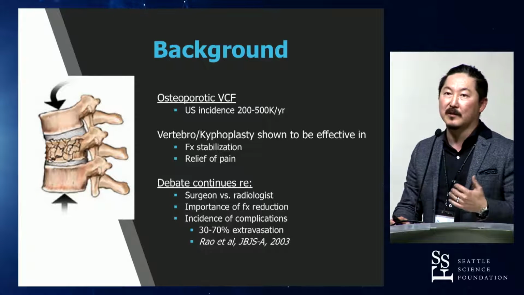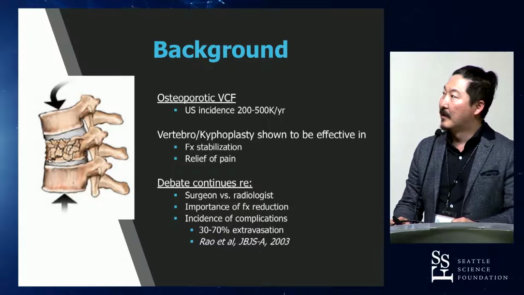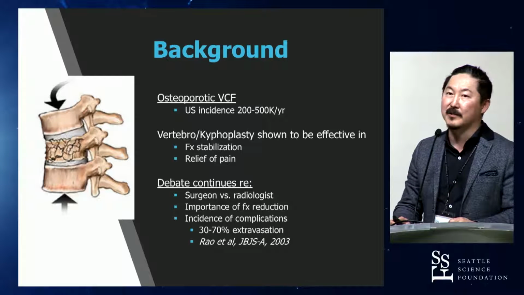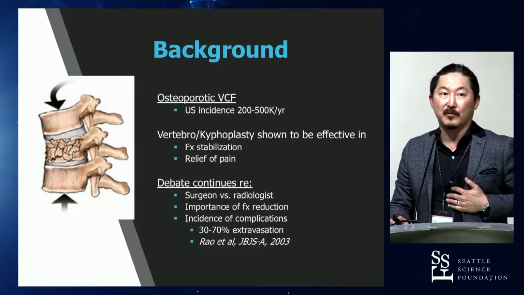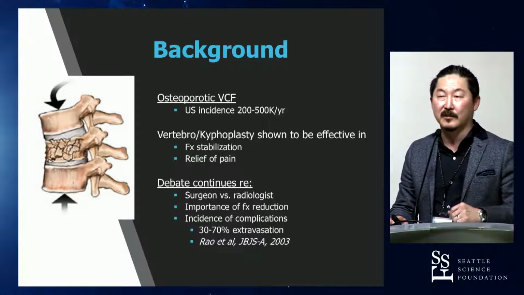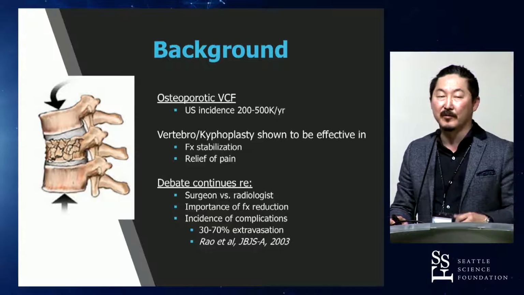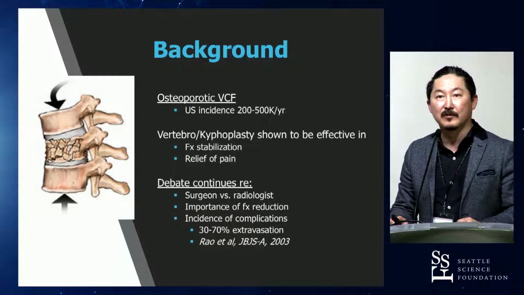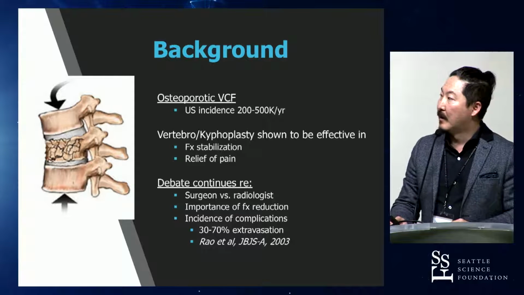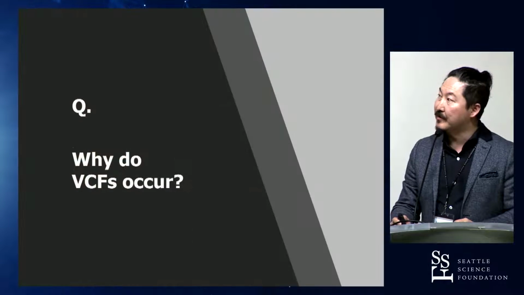There is an ongoing debate on whether this is a surgical procedure versus an IR type of procedure, whether or not you should actually reduce the fracture, and the incidence of complications. The biggest one we deal with the most is probably extravasation, more dorsal extravasations into the spinal canal. I'm sure many of you have had to bail out partners, either pain management specialists or interventional radiologists, who ended up with extravasations within the canal and the foramen. The incidences can be as high as 30 to 70% in these procedures.